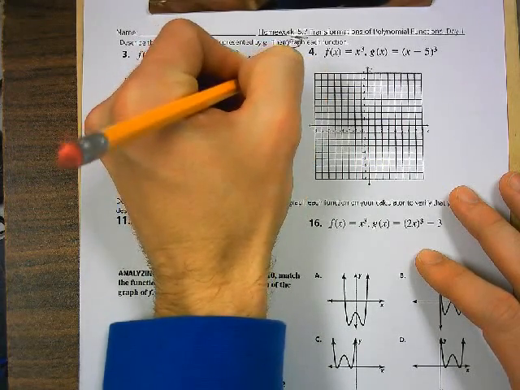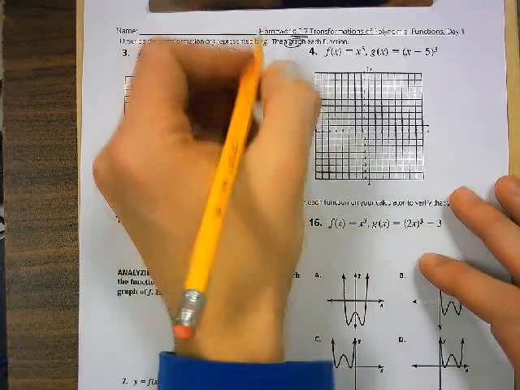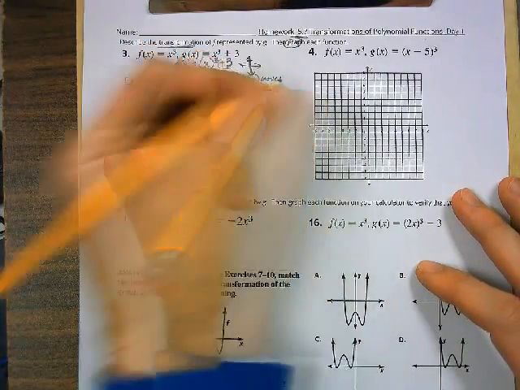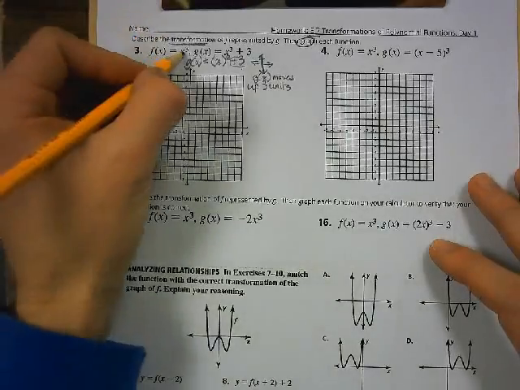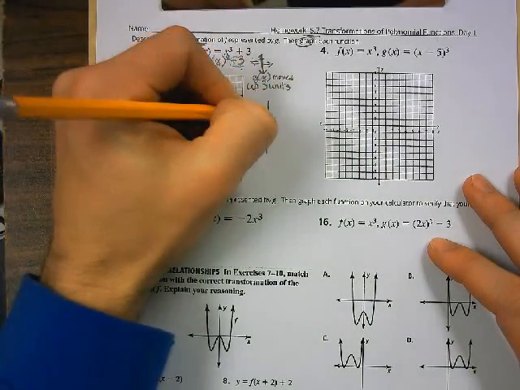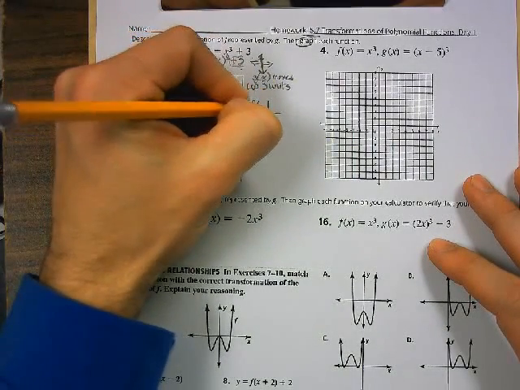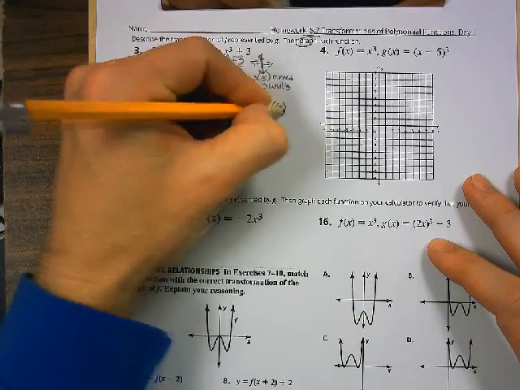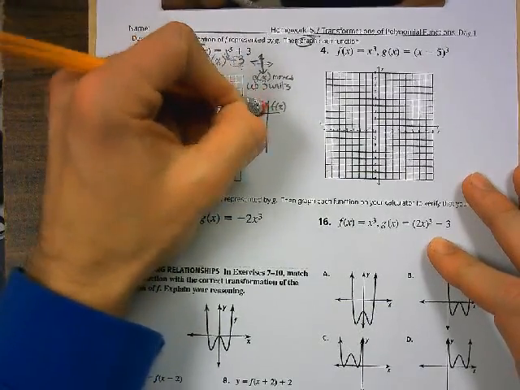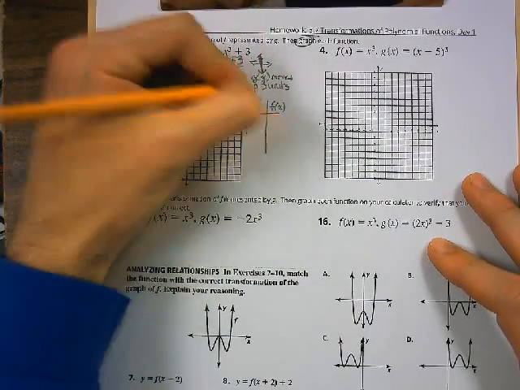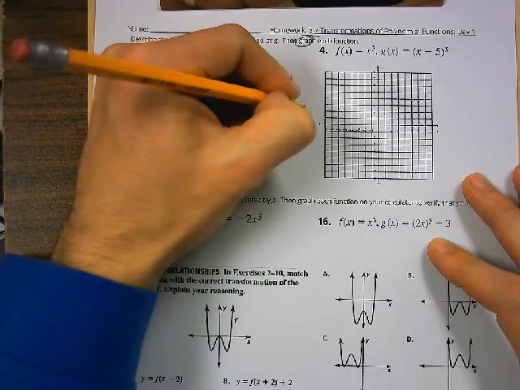That's g of x. G of x moves up 3 units. And to graph it, we need to just draw a quick t-chart off to the side. And here's our f of x. And here is x. And then we'll also make one for g of x.